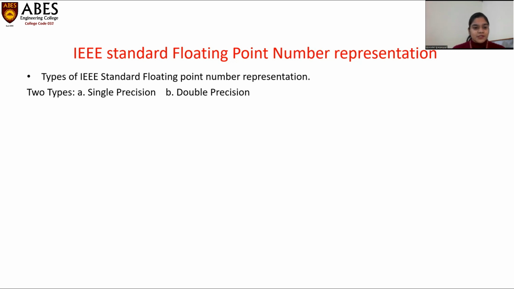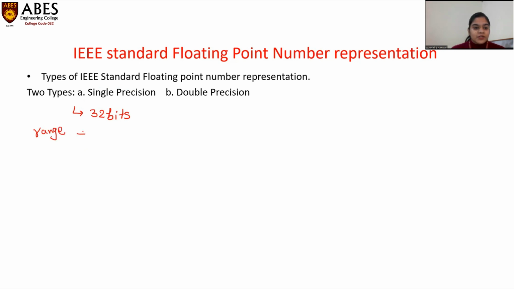Let me first summarize the points about single precision. Single precision means any floating point number can be represented completely in 32 bits, right? And what will be the range of representation in a computer system?